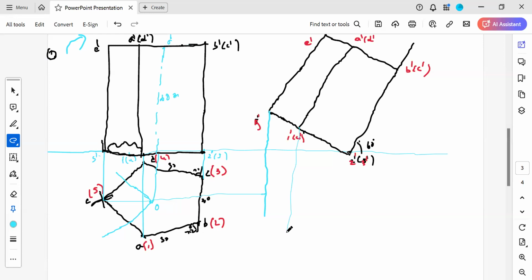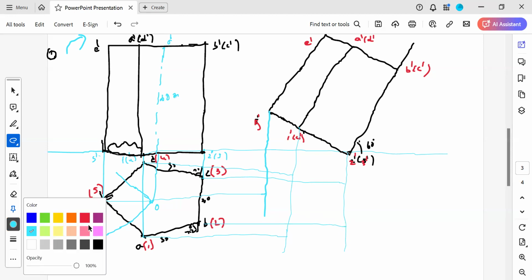You take the projection from 1 and 4. Here also you take the projection from 1. This is the 1 point and this is the 4th point. Similarly, you take the vertical projections from 2 and 3. You take the projection from 2 and 3, and here also from 2. So like this you will get the projections.